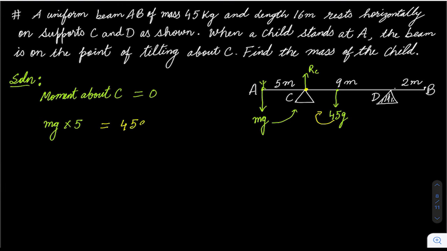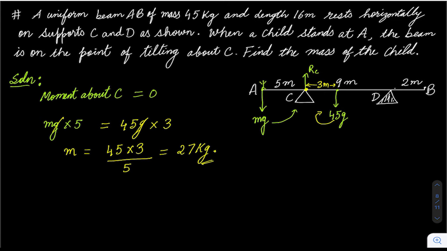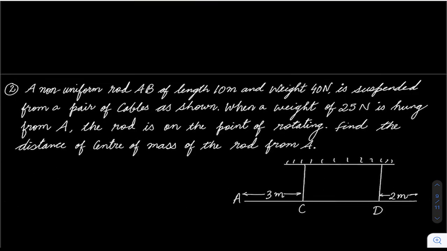So that is 45g times this distance. How much is this? This is 16, so this is 3 meters, right? The center of mass, so into 3. We can cancel this g. So m is coming out to be 45 times 3 divided by 5, which is nothing but 27 kg. So that is our answer. I hope you understand this. The only new thing that we are introducing is that whenever the beam is about to tilt, the reaction at other supports is 0. Okay, let's try another problem and see.